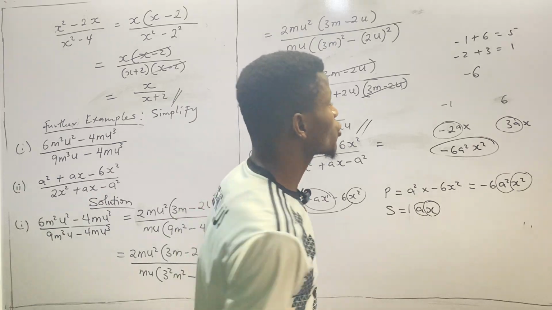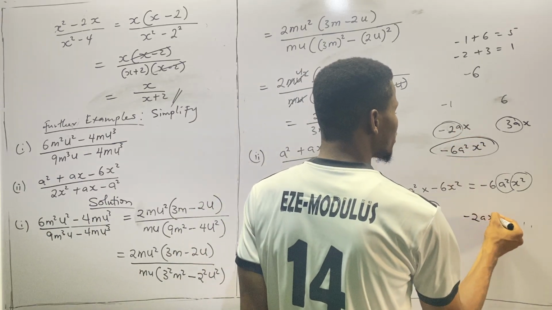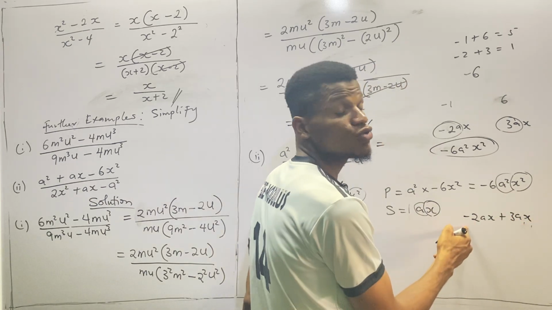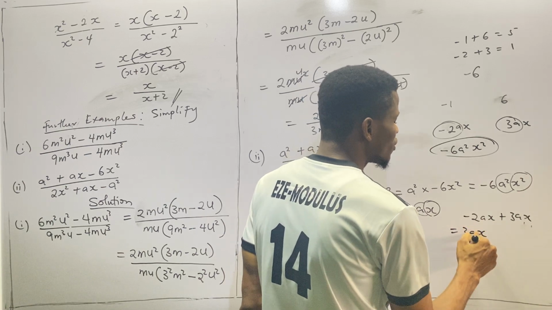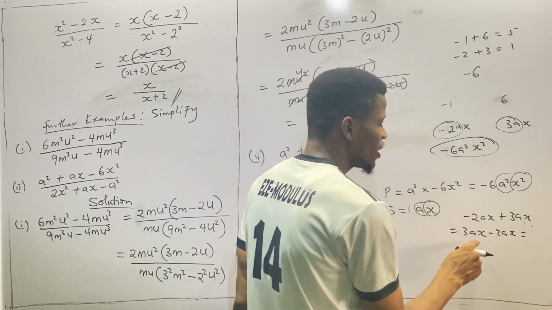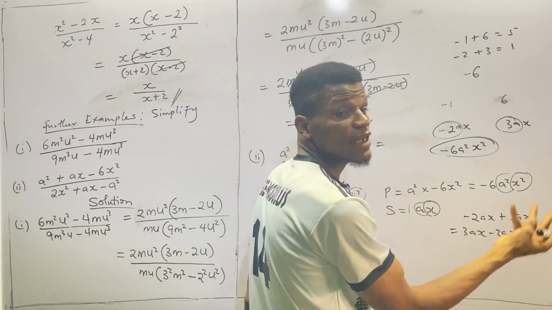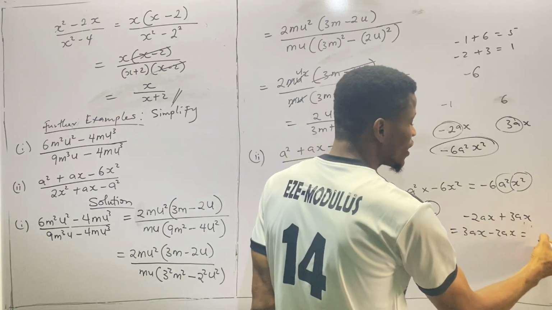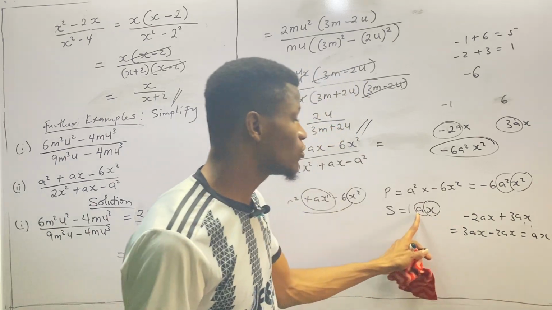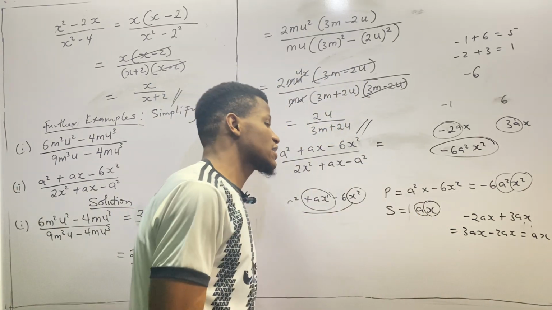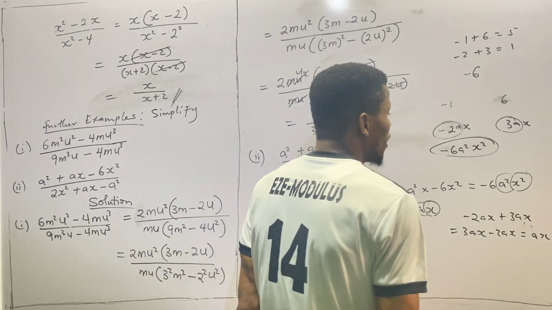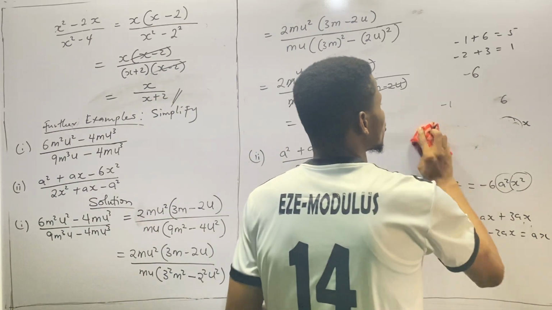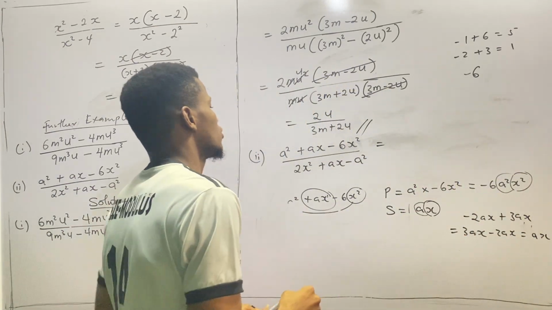So what about the sum? If we check the sum, we have minus 2ax plus 3ax. This is the same as saying 3ax minus 2ax. Of course, ax that is 3 in number, you remove ax that is 2 in number. So ax is 3, remove 2 ax out of it, so it remains 1 ax, which is ax. And that is exactly what we have as the sum, ax. So the two terms that satisfy both the sum and the product are minus 2ax and 3ax. So we are going to substitute minus 2ax and 3ax with the what?